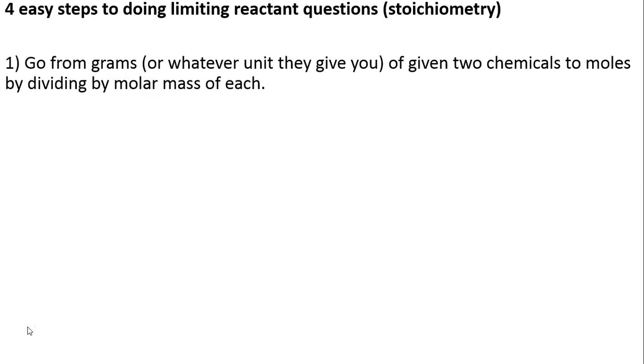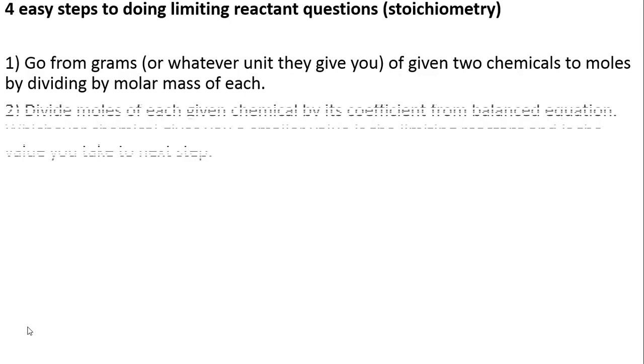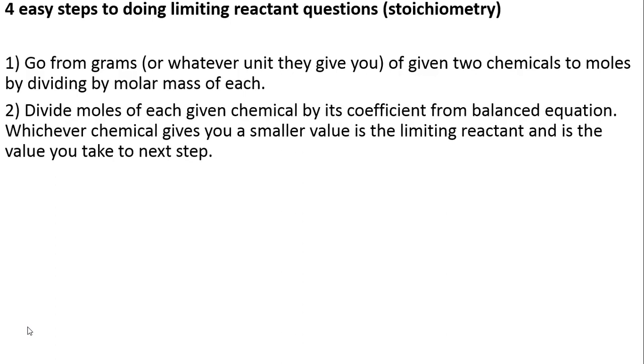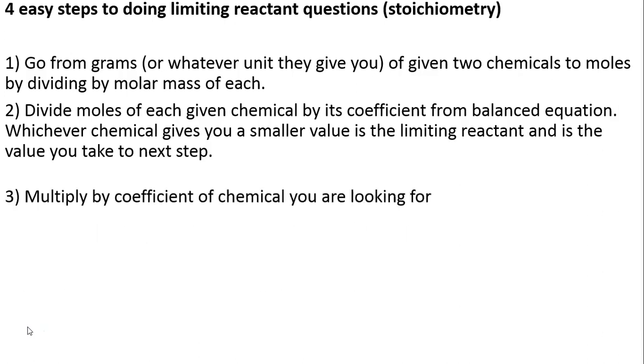So, the 4 easy steps to doing limiting reactant questions. Step 1, go from grams, or whatever unit they give you, of given two chemicals to moles by dividing by the molar mass of each. So we get the molar mass from the periodic table. What we're basically doing is going from grams to moles for each of the reactants they give us. Step 2, divide the moles of each given chemical by its coefficient from the balanced equation. Whichever chemical gives you a smaller value, so the limiting reactant, is the value you take to the next step, which is step 3. And I'll explain in some more detail with actual questions.